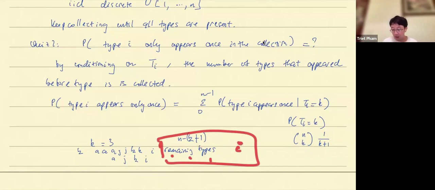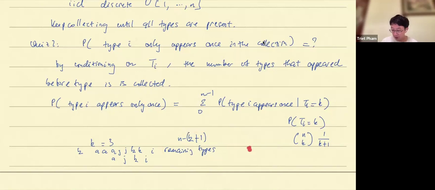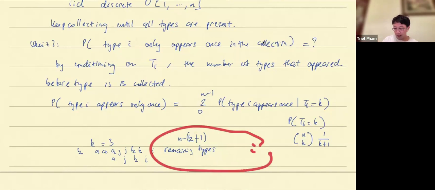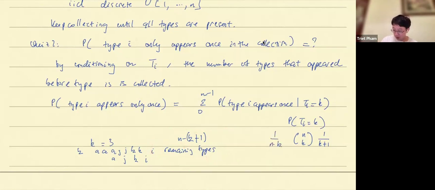But this is just a thinking process, because the moment you collect all these types, you don't care if I shows up again or not. But pretend that you keep on collecting. Then the type I must come last before those remaining types. What's the probability? That will be 1 over this plus that number. But this plus that number is n minus k. So there you have it. That's the answer.